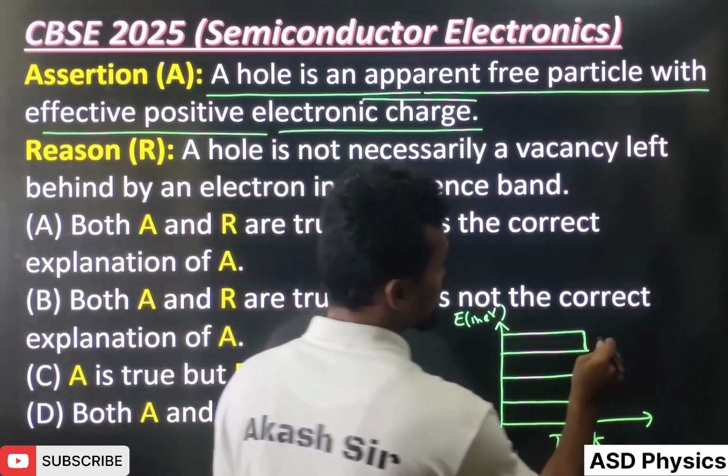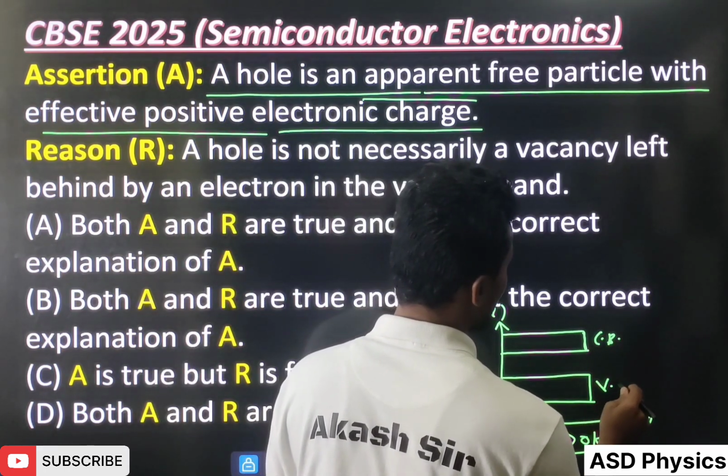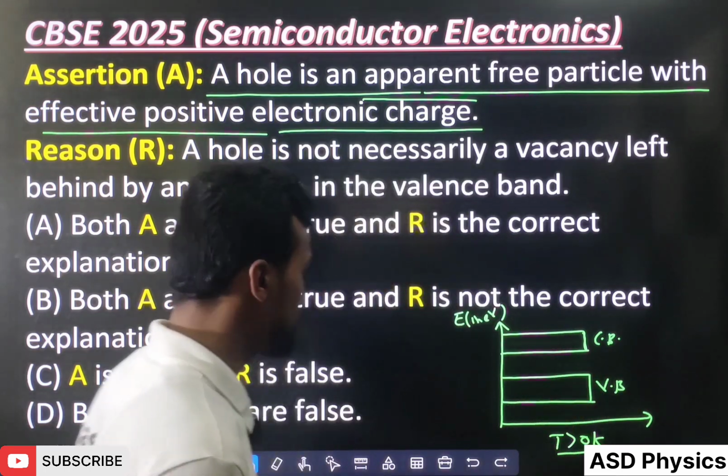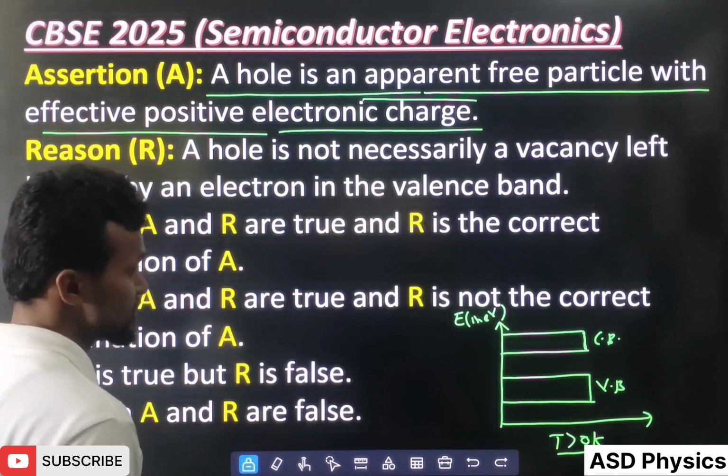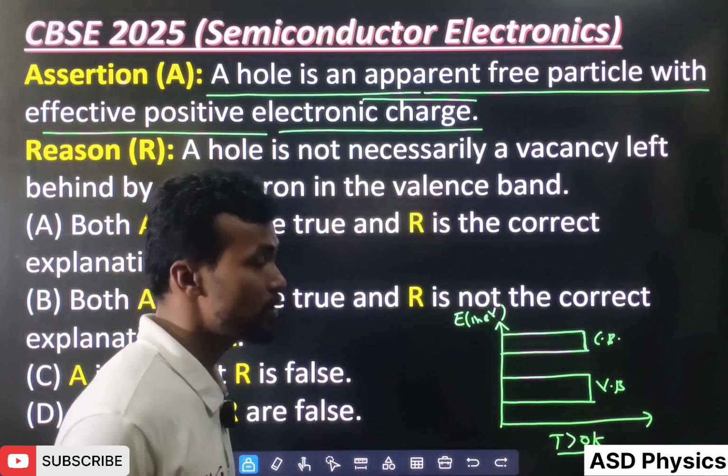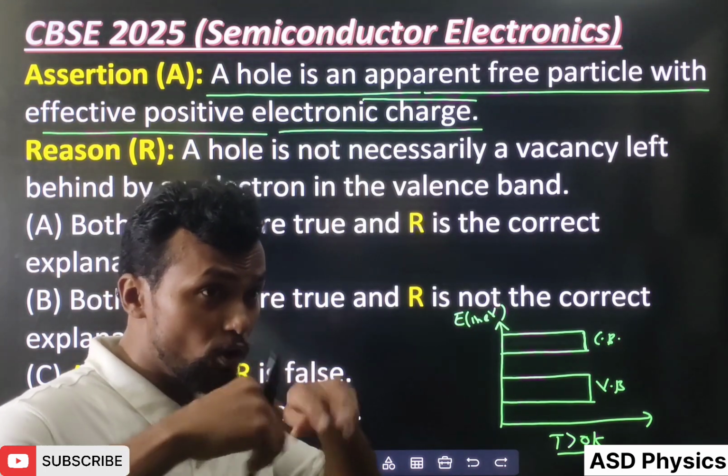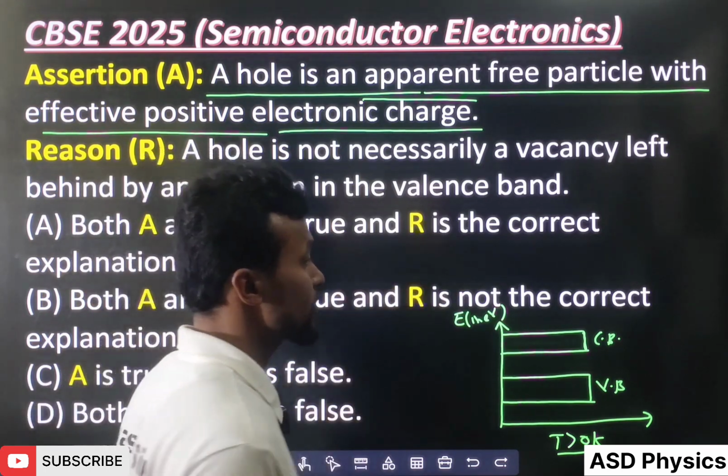So what used to be there? This is the conduction band and this is the valence band. Between them, the energy gap is there. So what will happen here, students, at room temperature, some of the electrons may jump from the valence band to the conduction band.